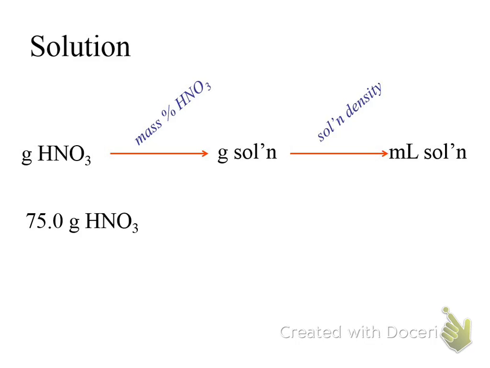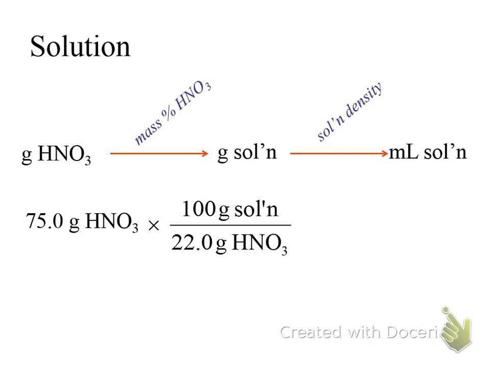So the first term is that 75.0 grams of HNO3. And if you look at the previous slide, we want grams of HNO3 to cancel, so we're going to have to use the flipped version of weight percent, aren't we? So it'll be 100 grams of solution over 22.0 grams of HNO3. So now our grams of HNO3 have canceled, and we have grams of solution.